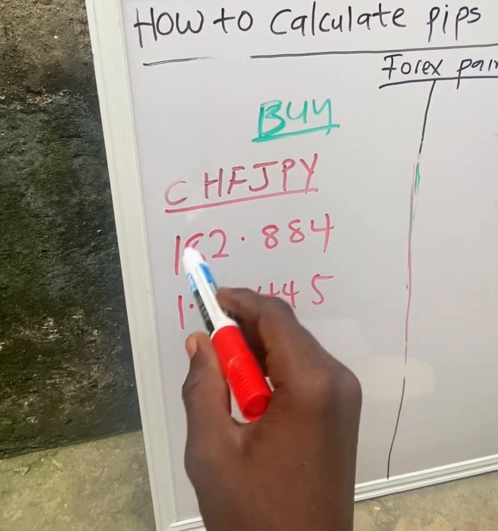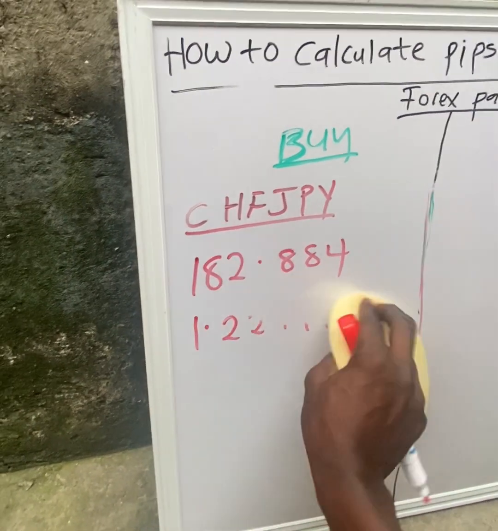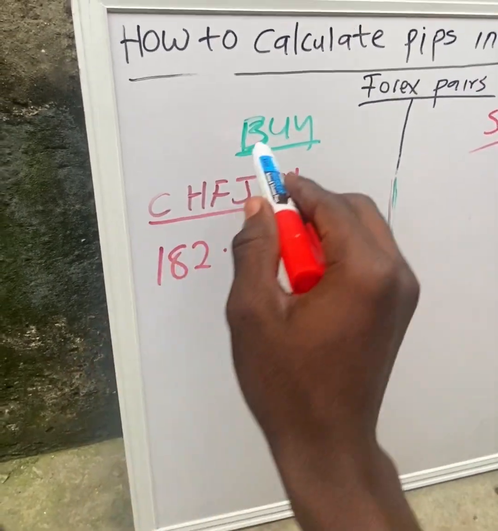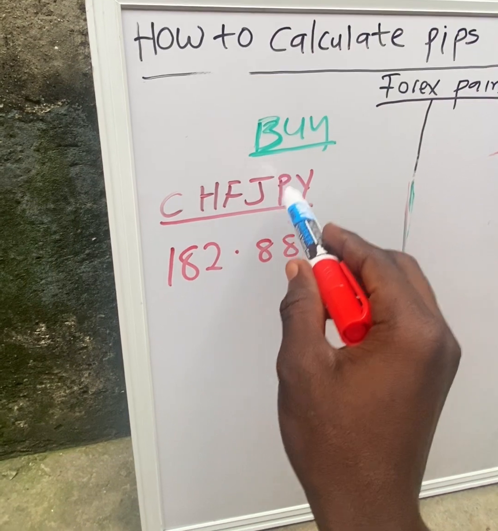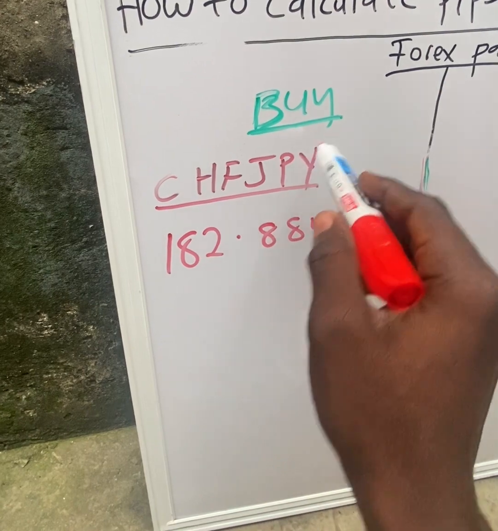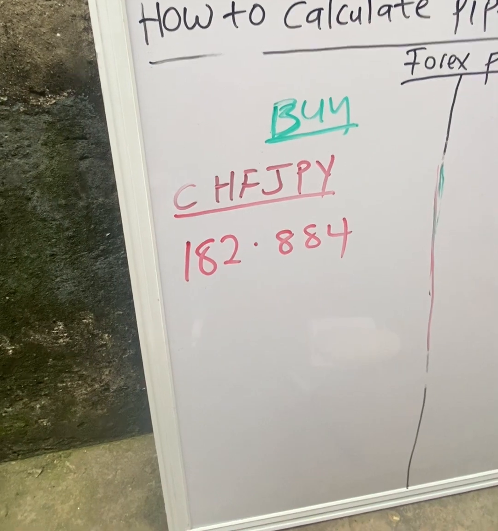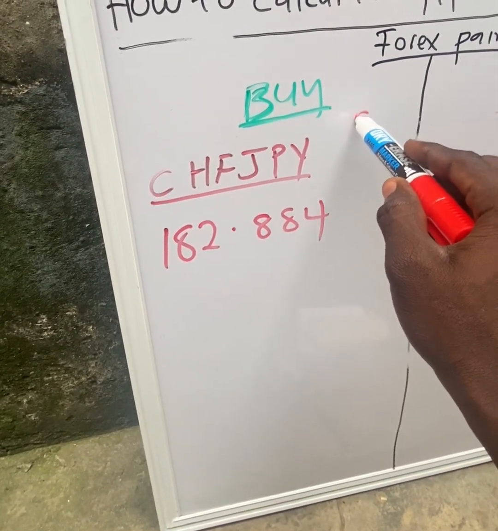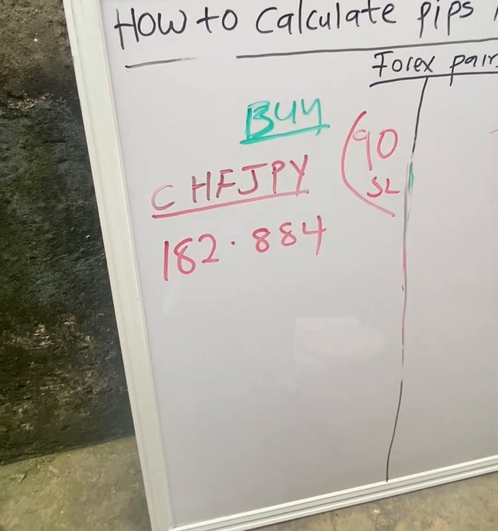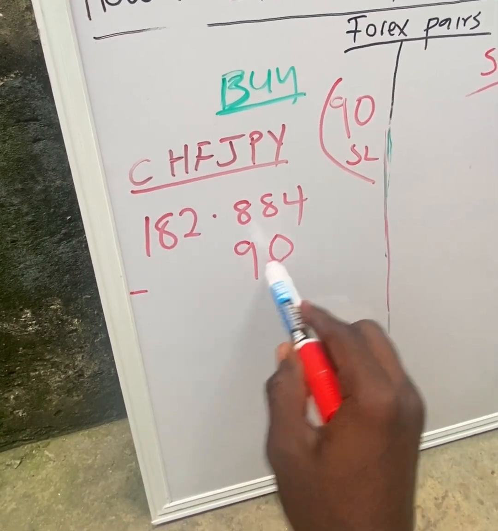We've calculated for the GU, so let's calculate for the JPY pairs. Assuming this is a buy trade, it means we have to deduct our stop loss from this market price to get the stop loss price. So let's assume we have 90 pips stop loss. What we have to do is minus, then we'll place our 90 pips here.